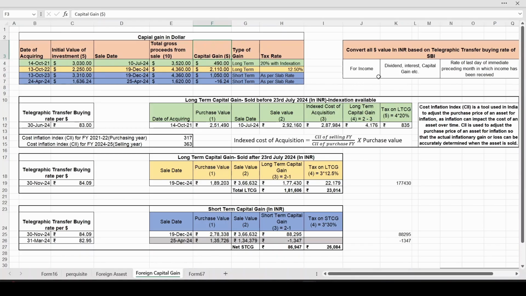Capital gain is our income. So for income, we will use the conversion rate of the last day of the immediate preceding month in which the income has been received. For example, we received income in the month of July because we sold shares in the month of July. We will use the conversion rate of 30th June. We received income in the month of December. We will use the conversion rate of 30th November.